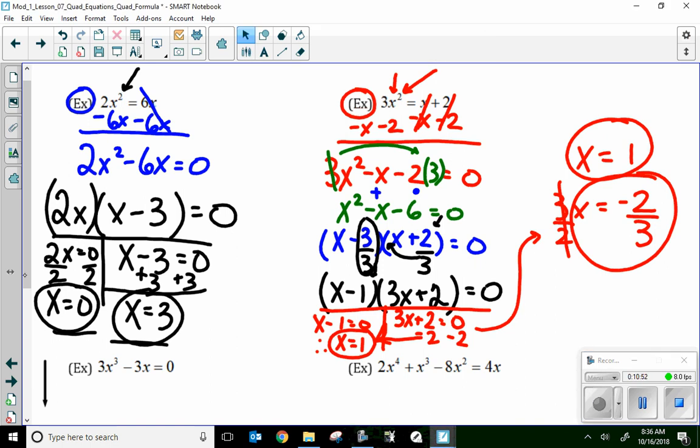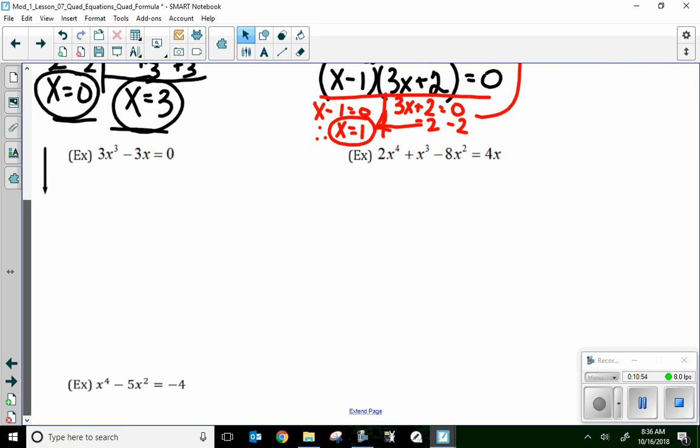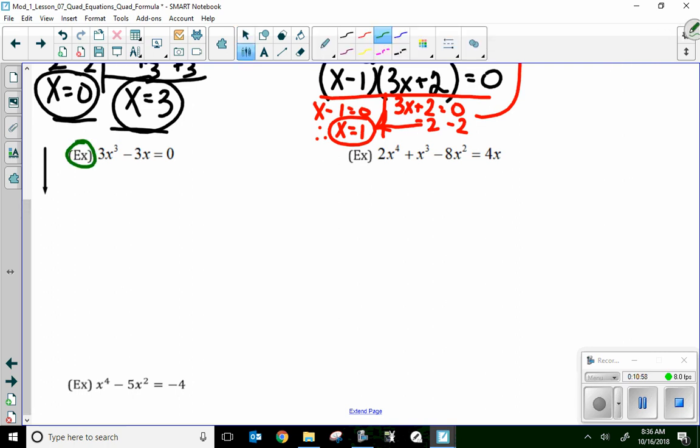On to the next one. Here we go. That is already set equal to 0. That's nice. That's work we don't have to do. But I know I can factor out a greatest common factor. I can take out a 3 and at least 1x. And if I do that, that leaves me with x squared minus 1.